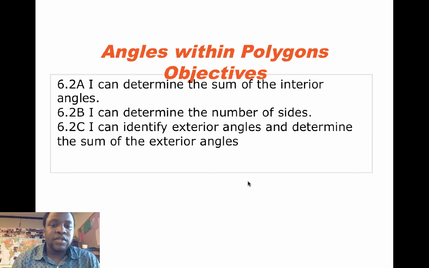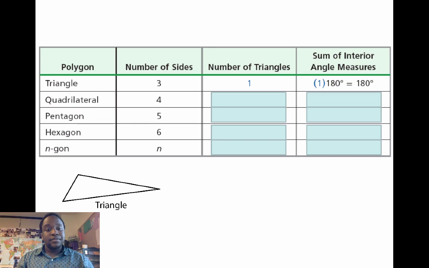The reason why I ended with Adele was because in Adele's song it talks about hello from the other side. And today the exterior angles are going to be saying the same thing from the other side. So today our objectives are to determine the sum of the interior angles, determine the number of sides of a polygon, and to identify exterior angles and determine the sum of the exterior angles. So we're looking at interior angles and exterior angles today of polygons.